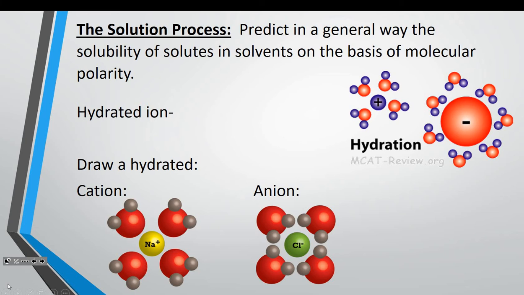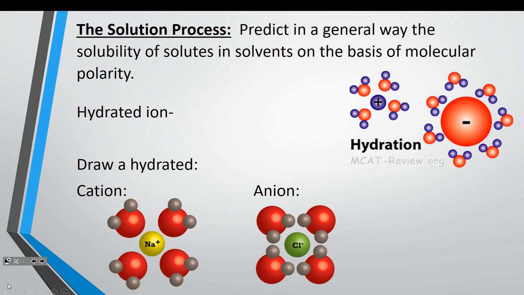So a hydrated ion could be a cation or an anion with water surrounding it. I tried to draw it as simple as I could for you. And you could even just draw one water molecule or two around it so you could see what they're going to do.